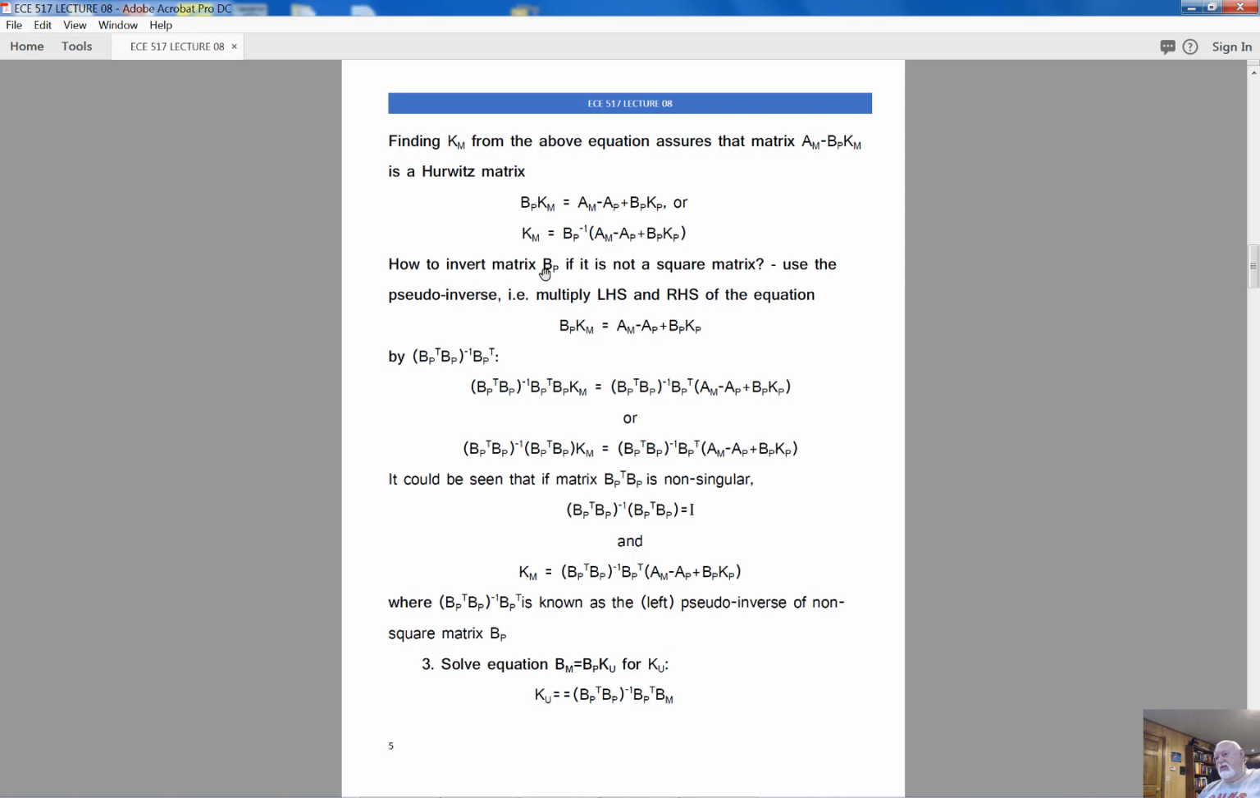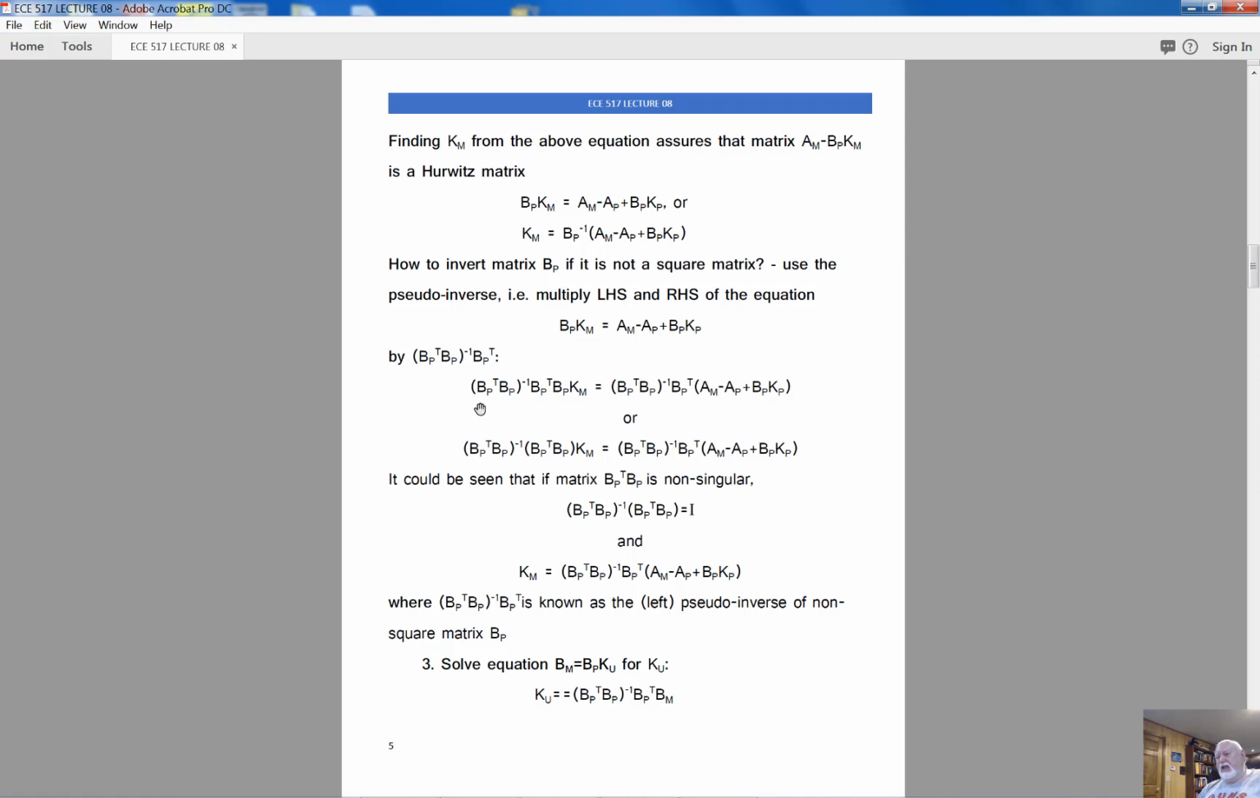It helps when it is a square matrix. What if it is not a square matrix? In this case, the pseudo-inverse should be used. How to use pseudo-inverse? We will multiply left-hand side of this equation and right-hand side of this equation by this term. It is BP transpose times BP inverted times BP transpose. This is what we will get.